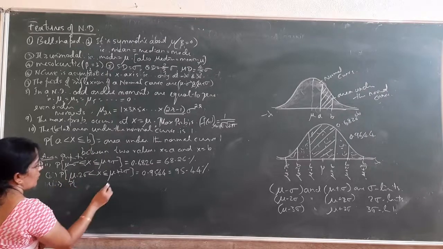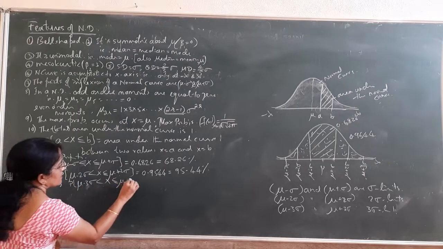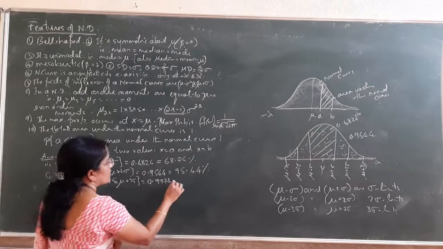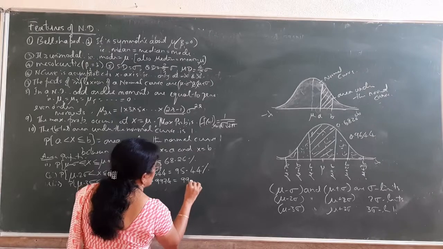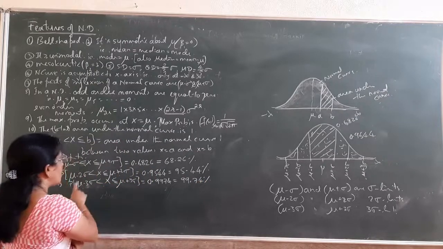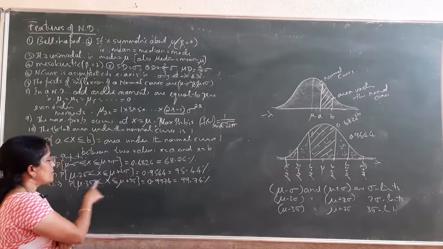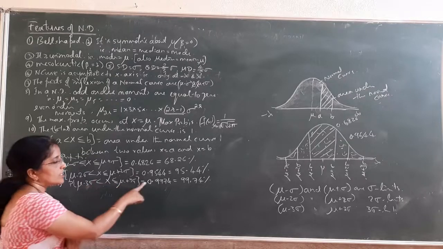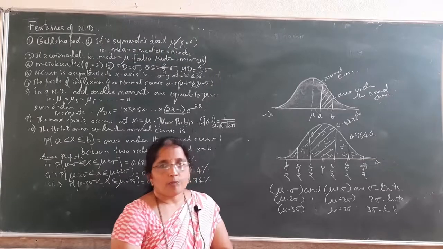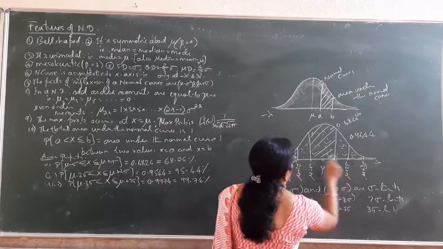That is the third feature: probability of x lying between 3 sigma limits is equal to 0.9974. In percentage, we can write it as 99.74%. That is, once again, the probability of a normal variate x lying in the 3 sigma neighborhood of mu is 0.9974, or we can say 99.74% of the observations lie within 3 sigma limits.